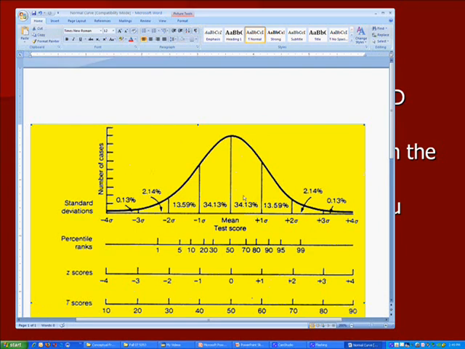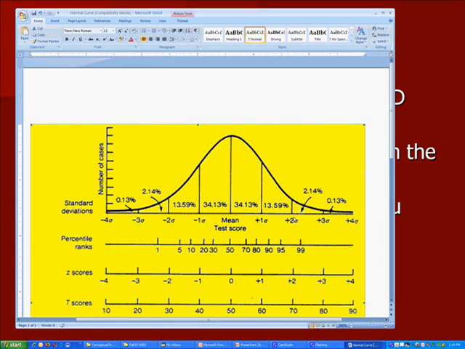So another way to look at this is to say there is 68% of the people who have scores between one standard deviation below the mean and one standard deviation above. In other words, 68% of the people in the United States have IQ scores between 85 and 115. Now, as you move your way up, there is a smaller and smaller percentage of people who have those scores.